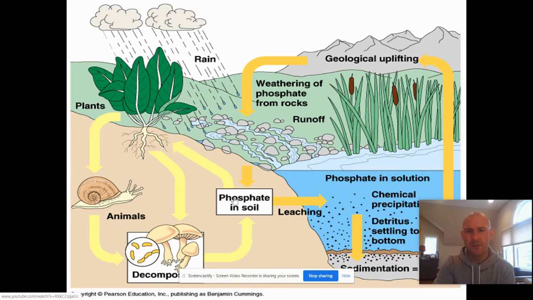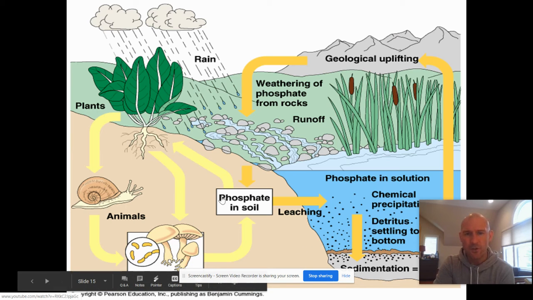But again, the phosphorus cycle is pretty straightforward, right? We have it locked up in rocks. We have it locked up in sediments, right? Erosion, weathering takes place. That phosphorus can be leached into the water. It can be absorbed by plants. Once it's absorbed by plants, it's passed down through the food chain, right? And that's how we get our phosphorus from the food chain.